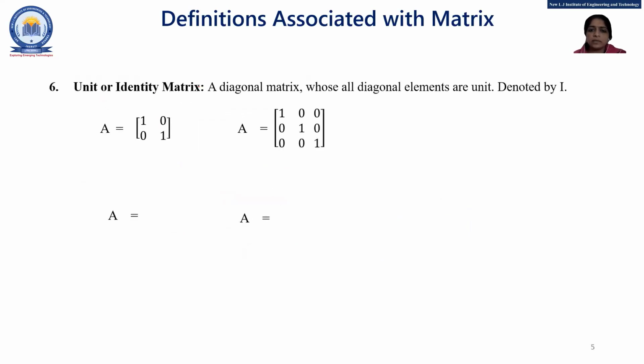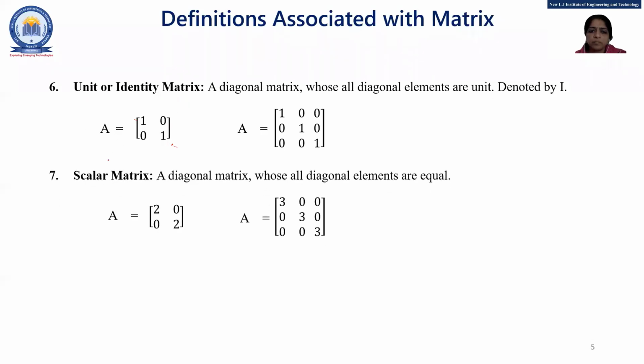Next, unit or identity matrix: a diagonal matrix whose all diagonal elements are unity. See, these are the diagonal elements, whose all diagonal elements are unity. Then that type of matrix is known as a unit or identity matrix.